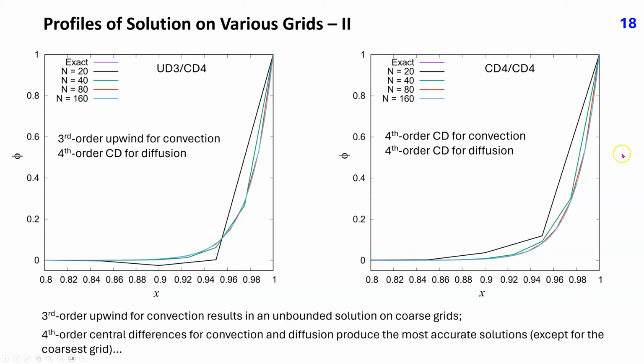When the fourth order central differences are used for both convection and diffusion, there are no undershoots in solution, but on the coarser grid, the errors are obviously large, while from 40 subdivisions onward, the result is close to the analytical solution.